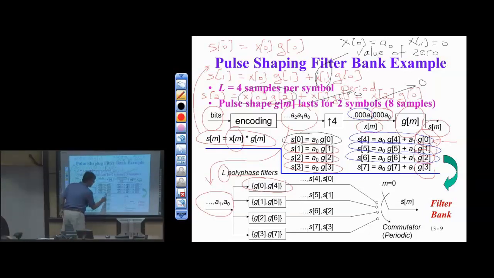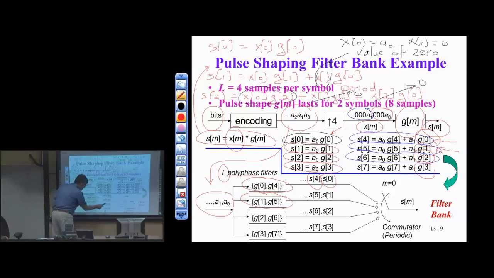Now it also gives me S0, because all I need for S0 is G naught out of the impulse response. So if we keep doing the calculations, this first upper polyphase filter gives me S0, S4, S8, and so forth, which is nice. The next polyphase filter is going to give me S1, S5, S9, etc. And I look at what's in S5, I need G of 1 and G of 5. And that's it. I don't need anything else from the impulse response.